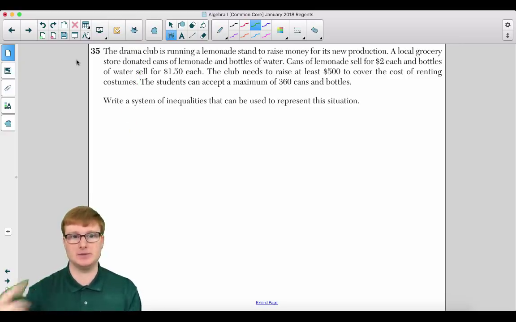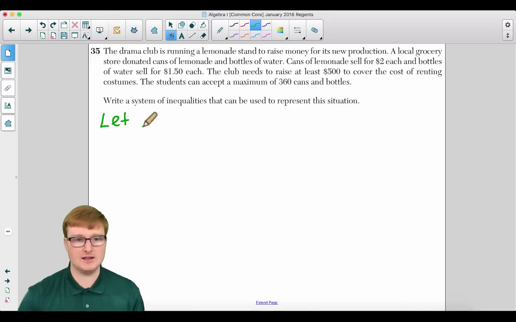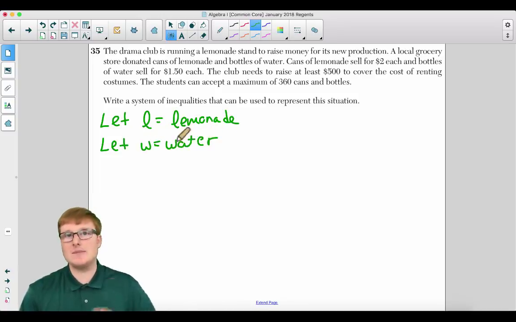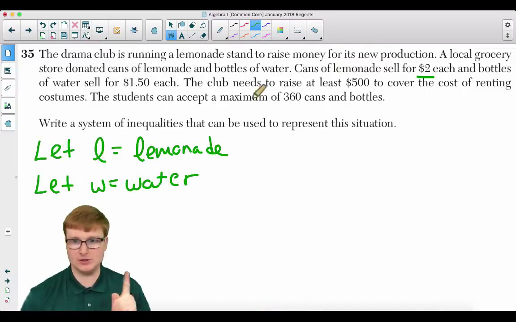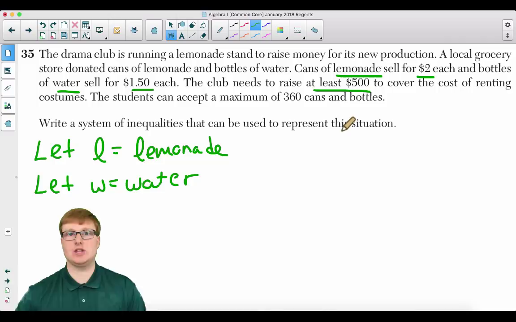So there are two variables here. I'm going to let L equal lemonade, and I'm going to let W equal water. So let's talk about the cost first. Cans of lemonade sell for $2 each. That's important. We have $1.50 for water. And they want to raise at least 500, so that means 500 or more. Of course, they don't want to just stop at 500. They want to raise a little bit more, right?